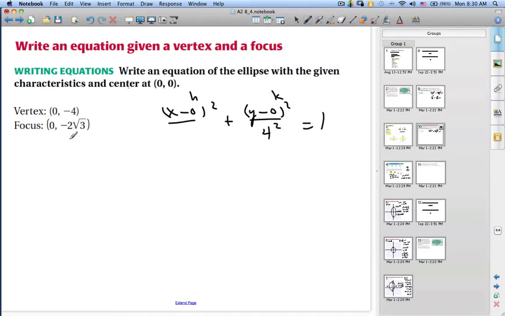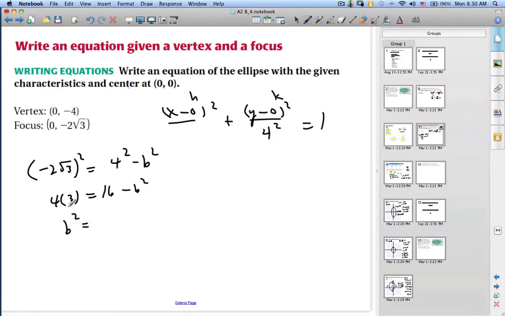And now they gave me the focus, so I don't know what the b value is, but I do have the c value. So I thought that negative 2 root 3 squared will be equal to, this was the a, it will be equal to 4 squared minus b squared. And if I solve for this, I'll get b squared. So this is going to be negative 2 squared is 4, root 3 squared is 3. This is 16 minus b squared. So I'm going to add b squared to either side and subtract 12. B squared is equal to 4. So then b is equal to 2.